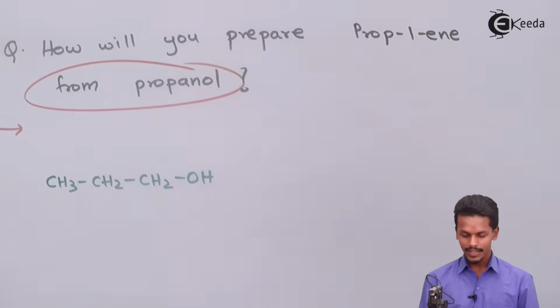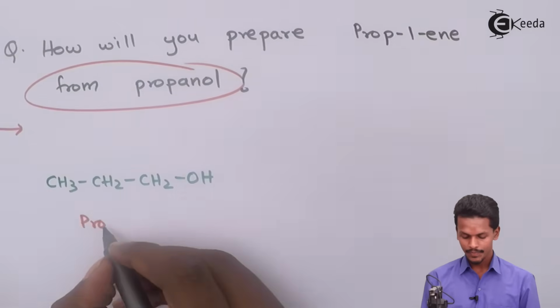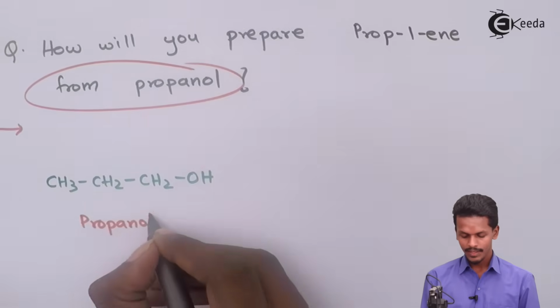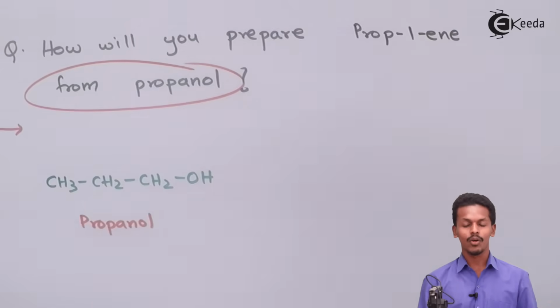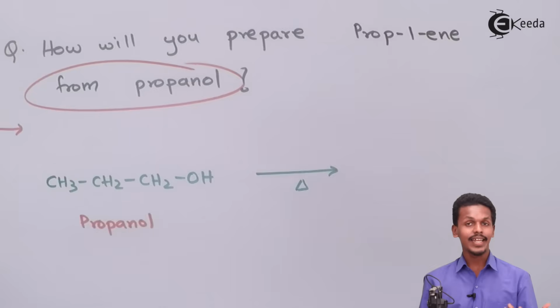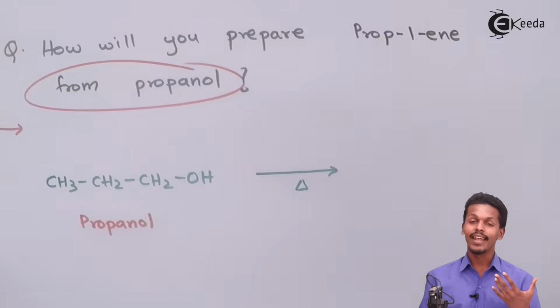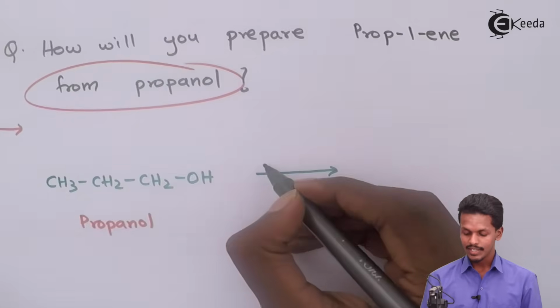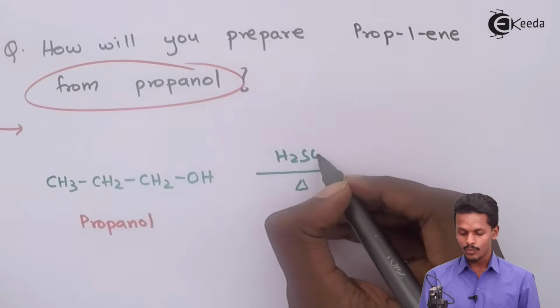So this is basically propanol or propan-1-ol. Now we have to convert it into prop-1-ene. That is the reason we will heat it to a temperature, and yes, we will provide H2SO4 in this reacting mixture. So therefore H2SO4 will be required.